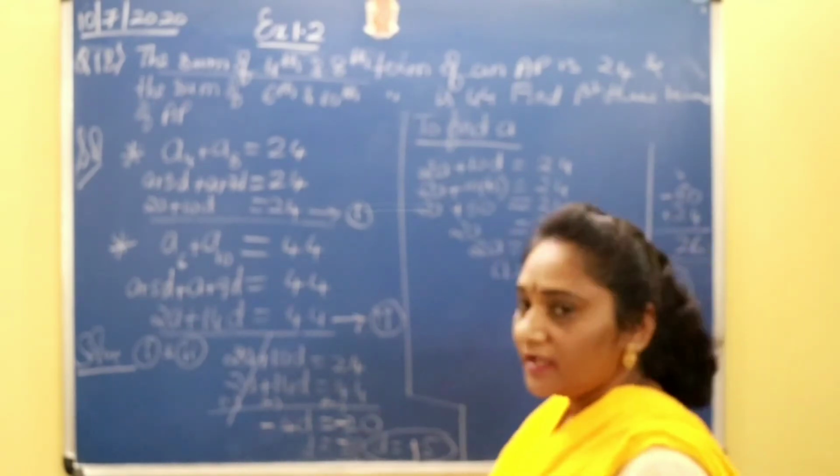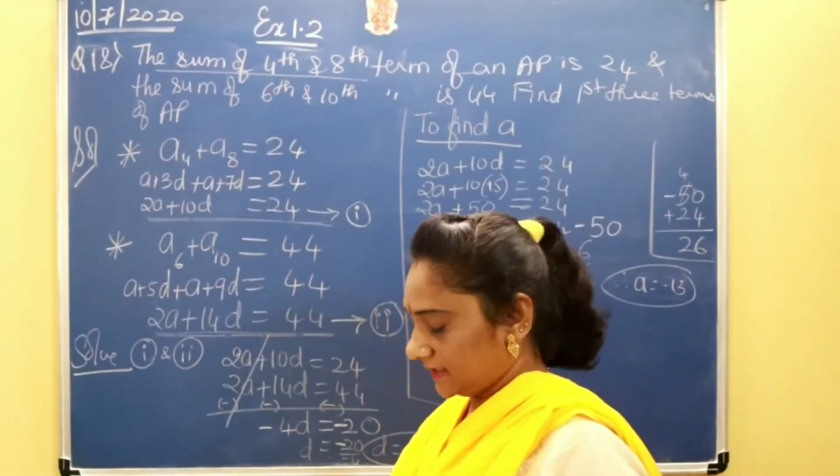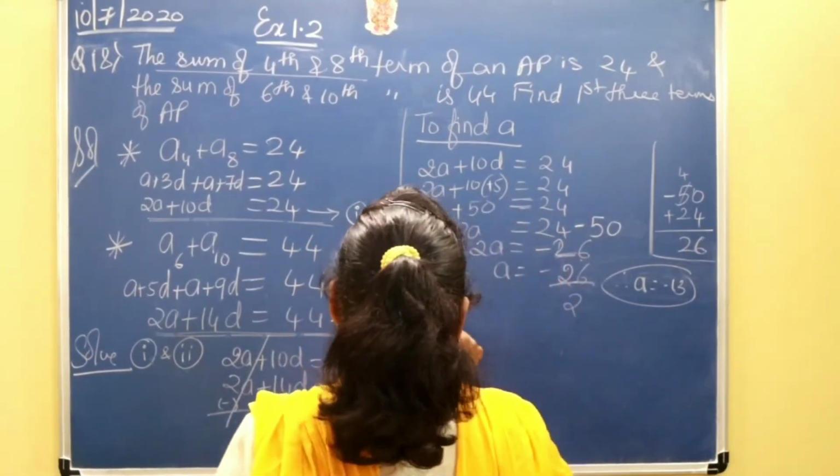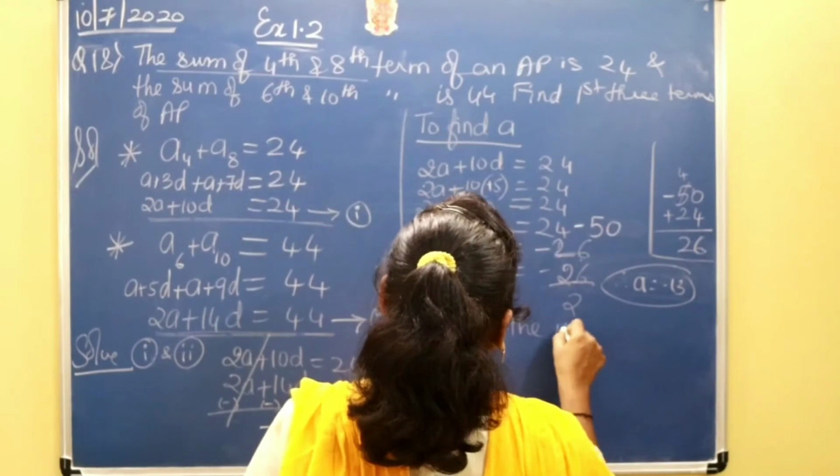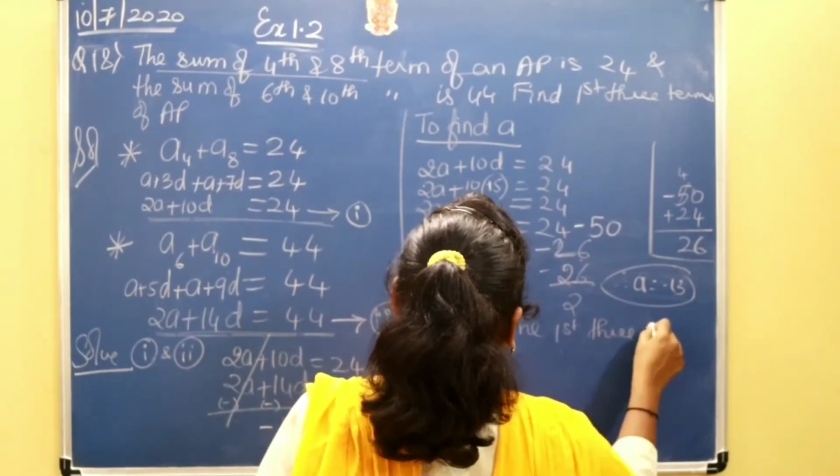So what is our a? a is equal to minus 13. Now to find the first 3 terms.